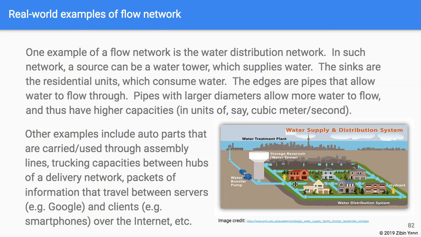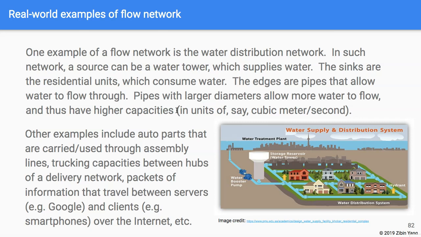If you've ever seen pipes before, some of them have a big diameter, very thick, and others are smaller, with a smaller diameter. The diameter of the pipe more or less determines the flow of the water, or the capacity of the pipe. The higher the capacity, the larger the diameter, the more water can flow through it. The capacity is usually specified in volume per second, let's say cubic meters per second.